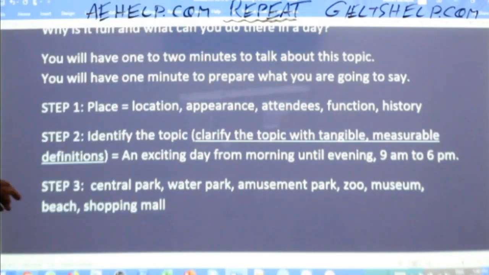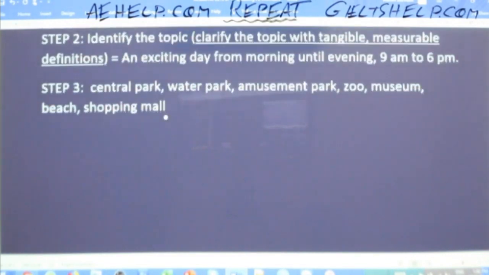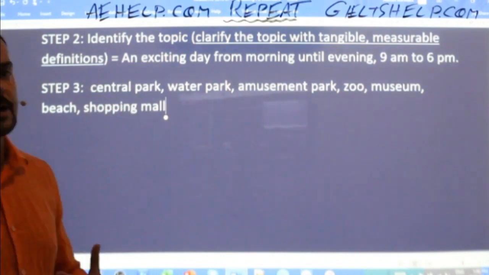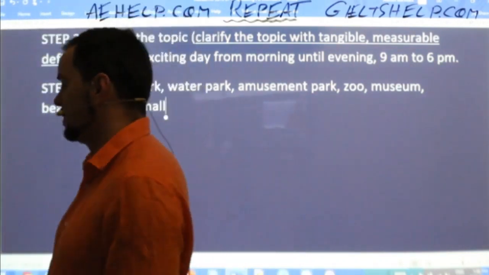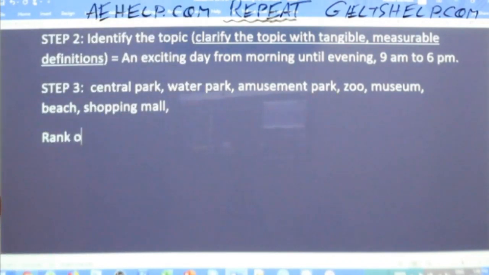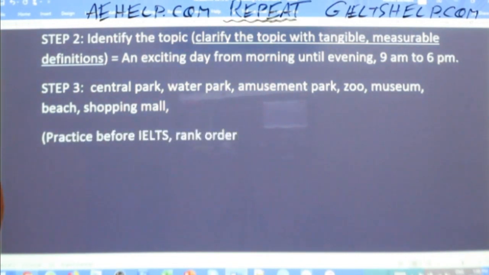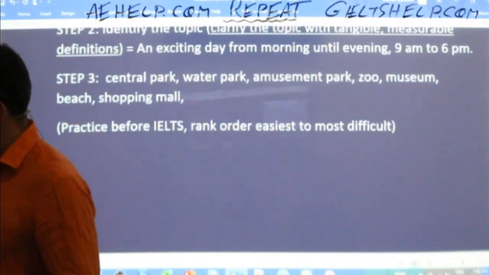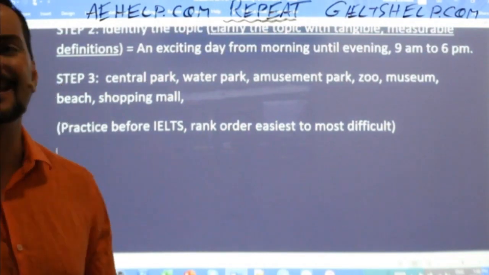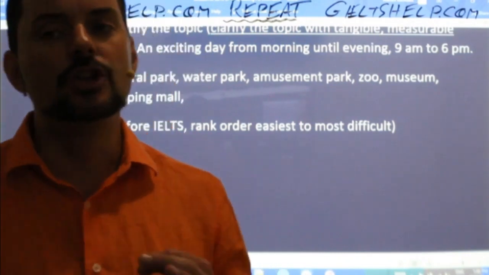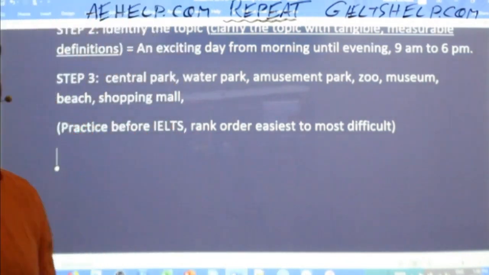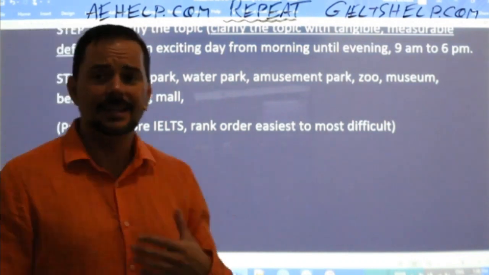All right. Now, my next question here is which one of these, okay, what you should do at home is rank order from easiest to most difficult. It's good practice. So this is just some practice at home, okay? So practice before IELTS. Rank order, easiest to most difficult. That could be a little bit tricky, but you get the general idea. So here, which one do you think would be the easiest to talk about as a non-native English speaker for 2 minutes out of all of these?